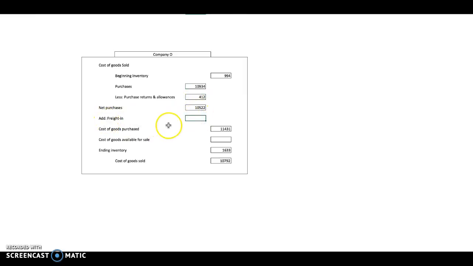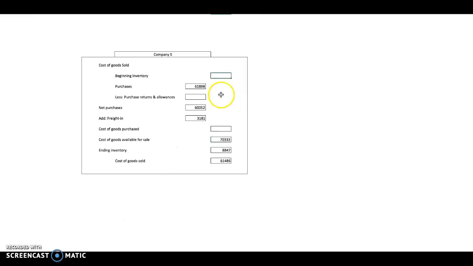Next, we can calculate the freight in by taking the difference of cost of goods purchased and net purchases. And we do that by subtracting net purchases from cost of goods purchased, which equals 909. Finally, the cost of goods available for sale is simply the cost of goods purchased combined with the beginning inventory, which equals 12,425.